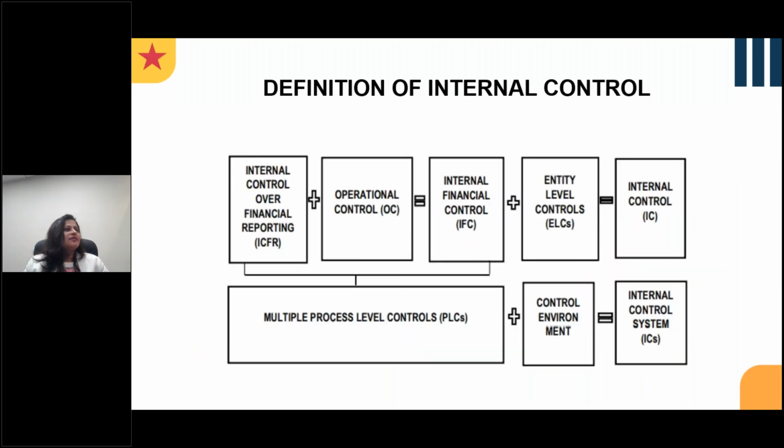Then, getting into a slightly more pictorial definition, which is also in the standard of internal control. You see these boxes here. It's talking about internal control over financial reporting, and then it's looking at operational control, which we spoke a little about. Both of these together look at internal financial control. So ICFR plus IFC, which is financial control, could be a host of process level controls with different processes. You have an HR process, an operational process, an inventory process, etc. And then you have entity level processes. We'll get into that in more detail later. All of this, the process and the entity level controls, make up the entire set of internal controls.